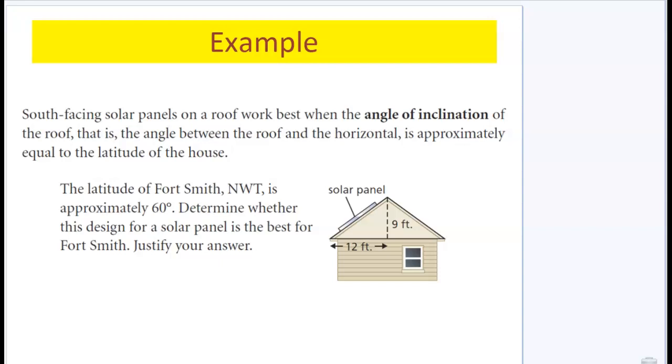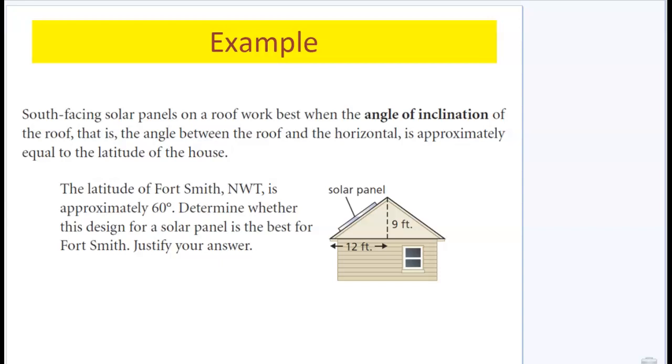In the second half of section 2.1, we're going to look at some word problems involving the tangent ratio. In our first example, we have south-facing solar panels on a roof work best when the angle of inclination of the roof, that is the angle between the roof and the horizontal, is approximately equal to the latitude of the house. The latitude of Fort Smith, Northwest Territory is approximately 60 degrees. Determine whether this design for a solar panel is best for Fort Smith.